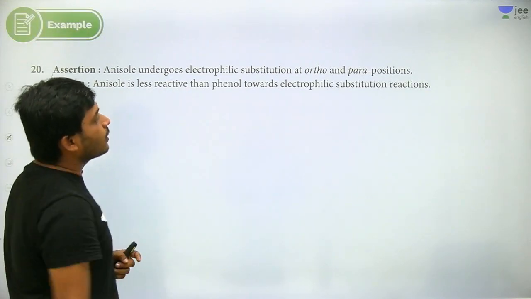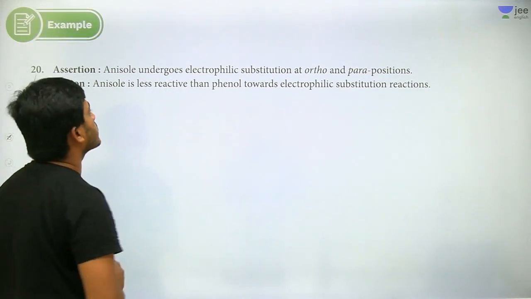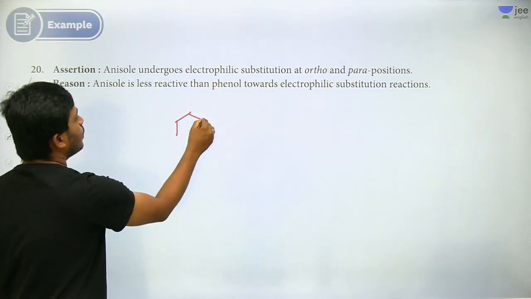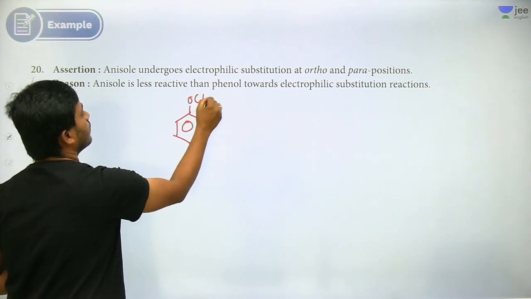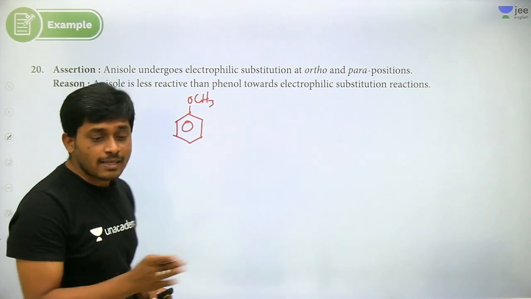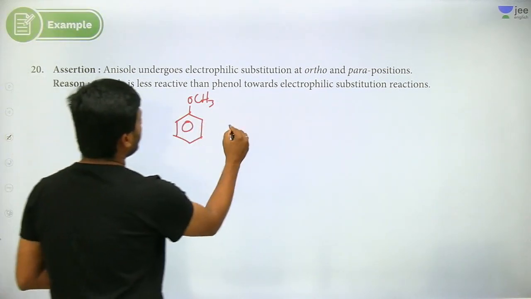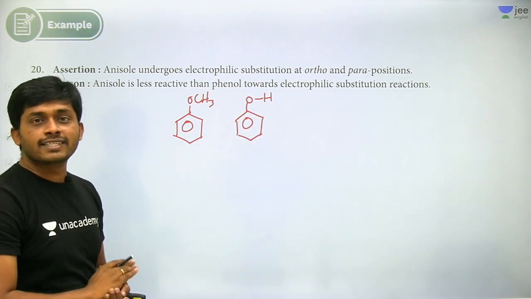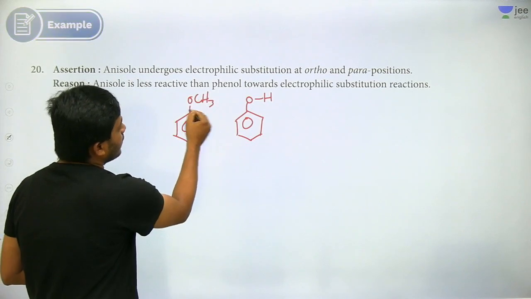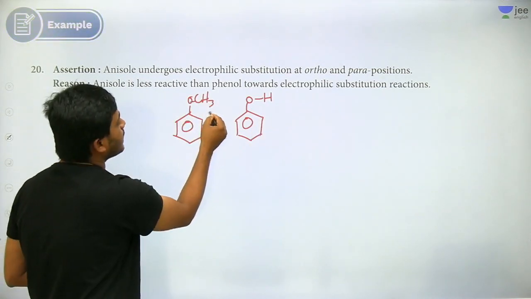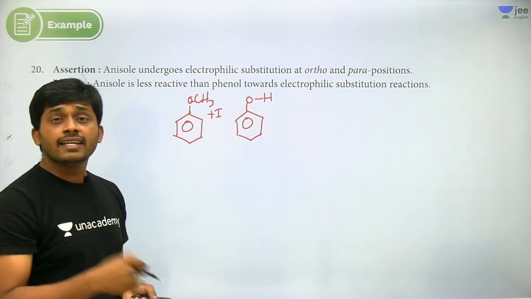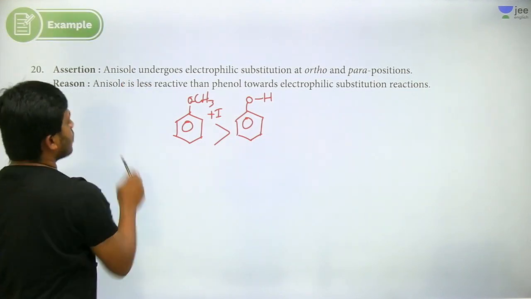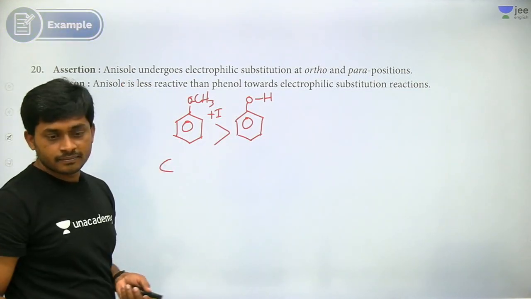Anisole undergo electrophilic substitution at ortho-para position. Anisole is less reactive than phenol towards electrophilic aromatic substitution. So anisole undergo electrophilic substitution, correct? Anisole undergoing substitution, this is correct. Compared to OH, OCH3. Okay, so the ring is same in both, but this has plus I group. It is neutral. Plus I increases electron density. So anisole is more reactive. So this is correct, this is wrong. So option C, correct.